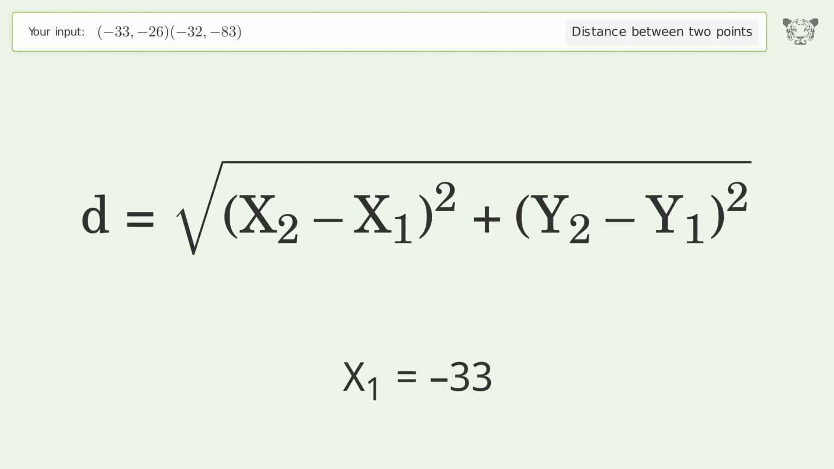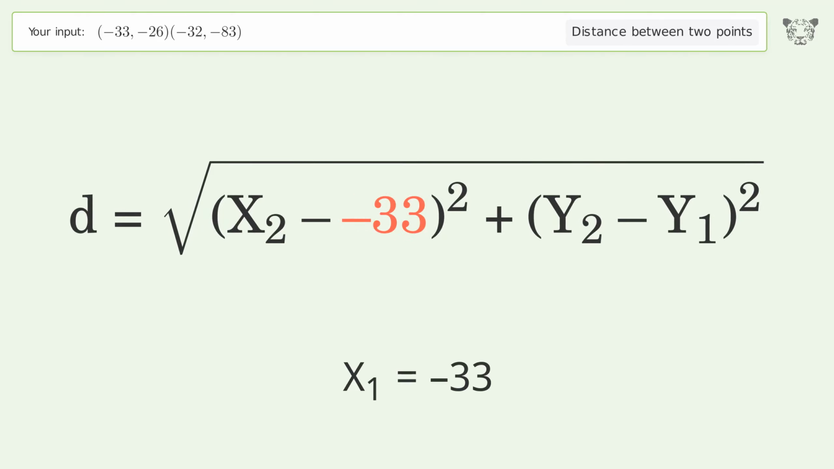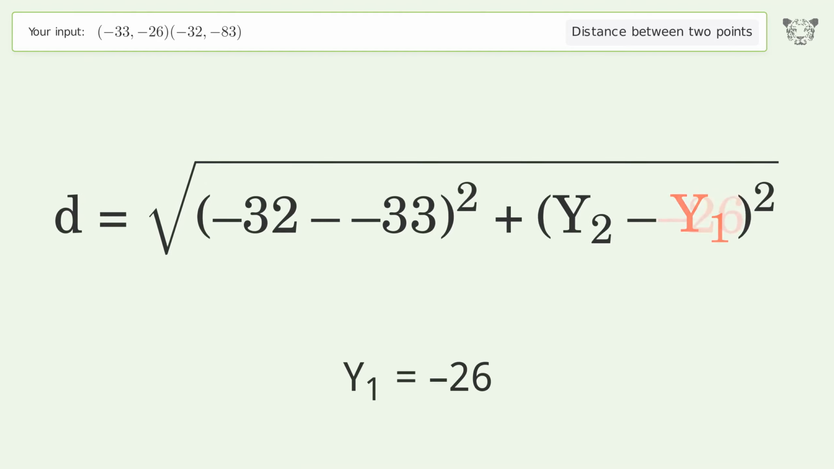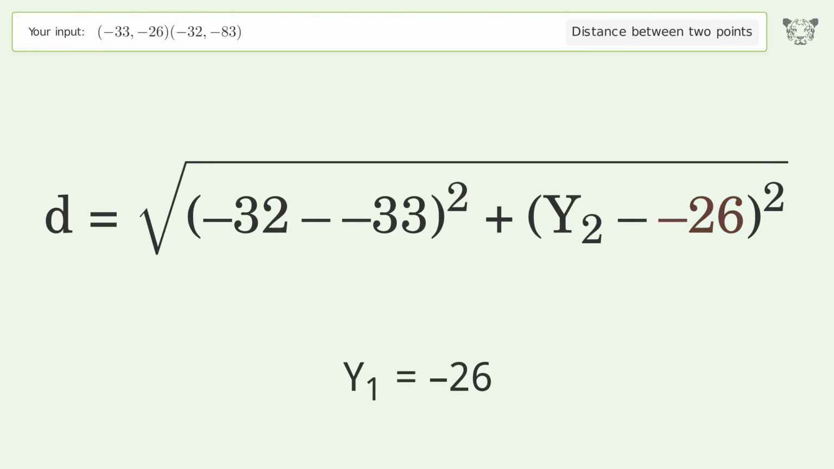x1 equals negative 33. x2 equals negative 32. y1 equals negative 26. y2 equals negative 83.